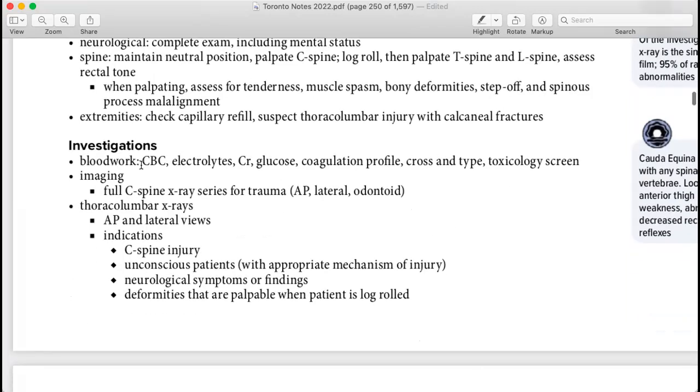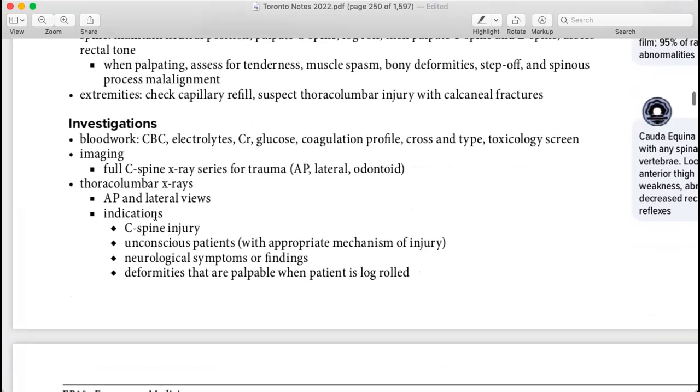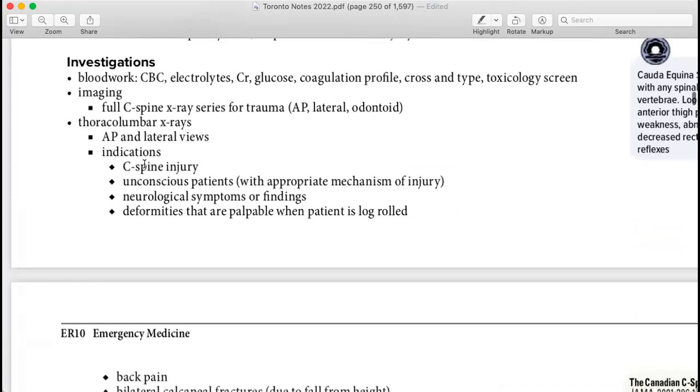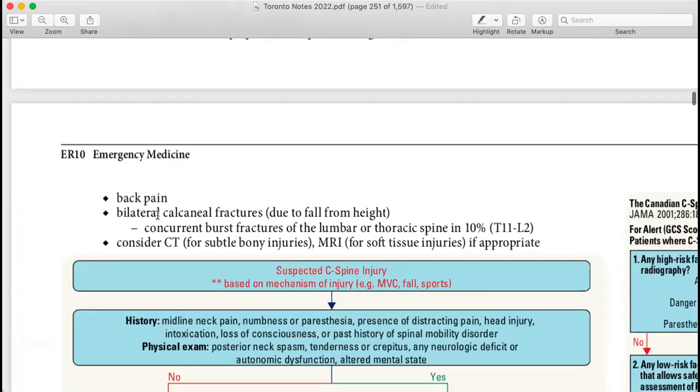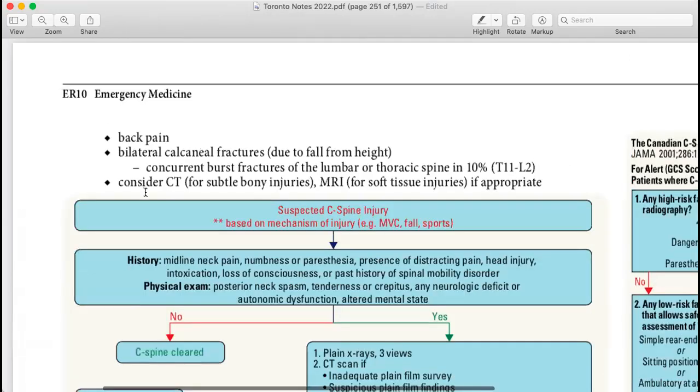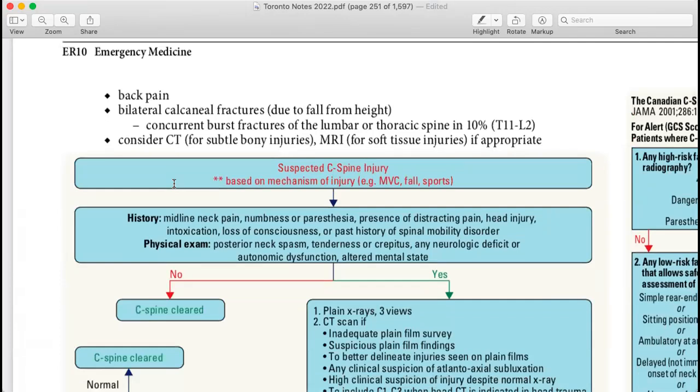Then investigations: CBC, electrolytes, creatinine, glucose, coagulation profile. You are going to go for the C-spine X-ray. As we already discussed, the lateral one is the best. Thoracolumbar spine, you can go for it, but the C-spine is already best. For C-spine injury, it can help you in a non-conscious patient, neurological deficits, back pain, and bilateral calcaneal fractures; consider CT scan if needed, or MRI.